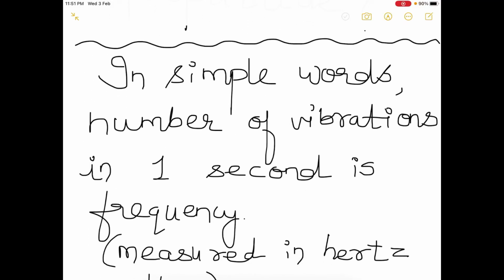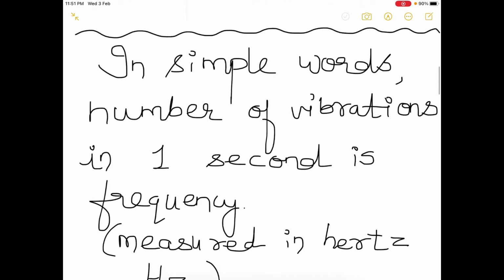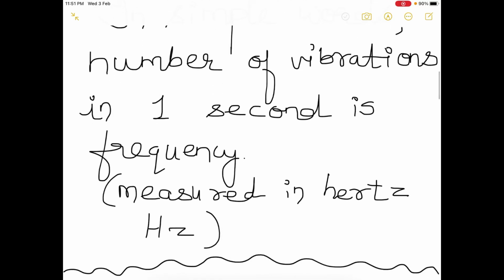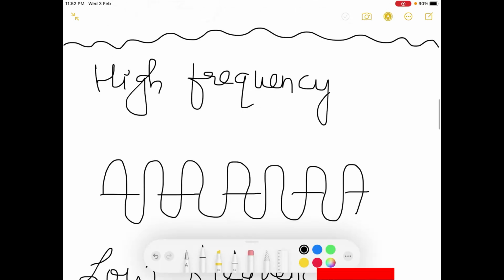In simple words, frequency can be defined as the number of vibrations that are happening in 1 second. It is measured in hertz, which can be represented by Hz. As you can see here, in a given time interval there are so many waves being produced.